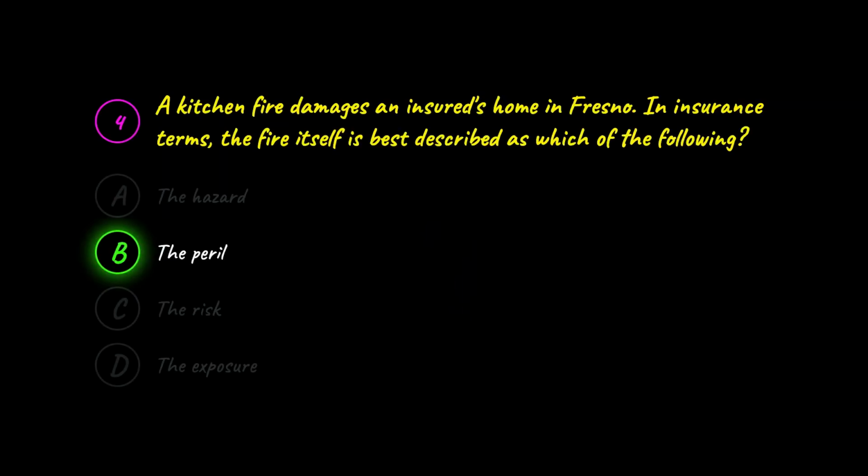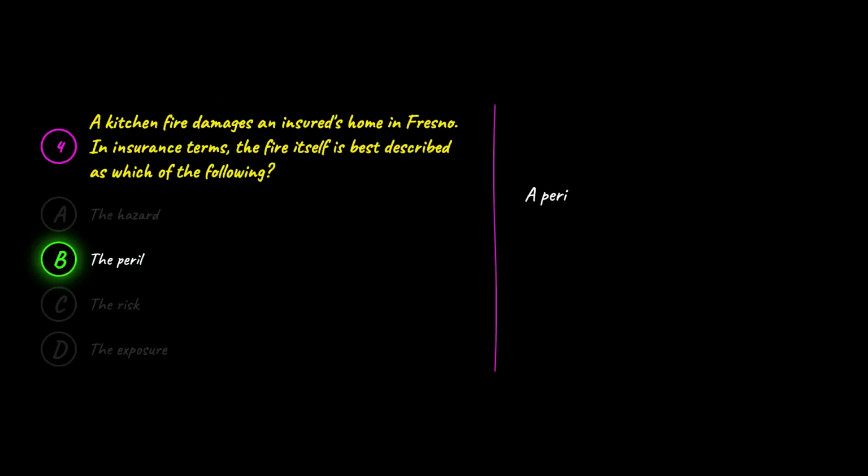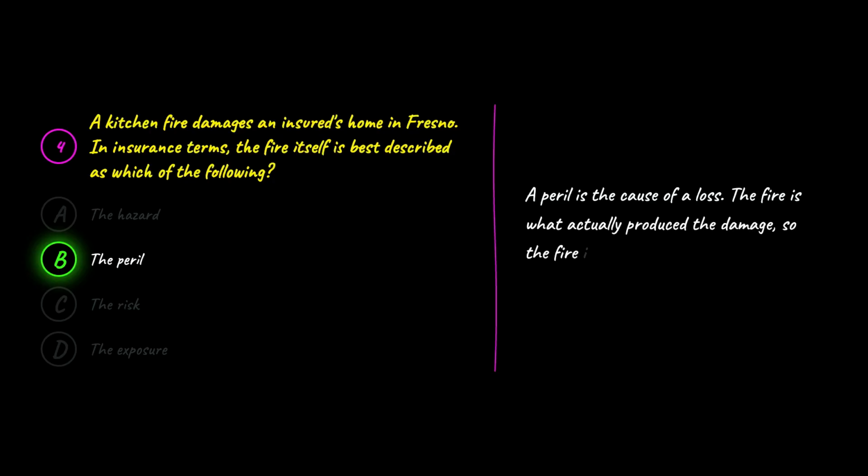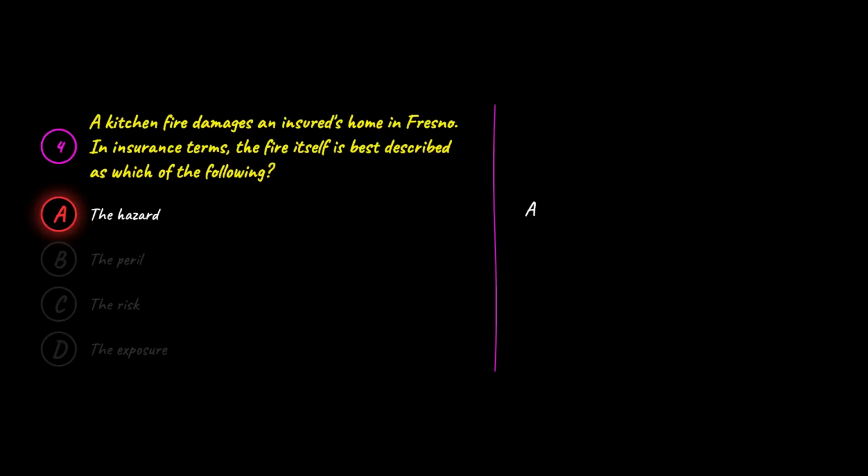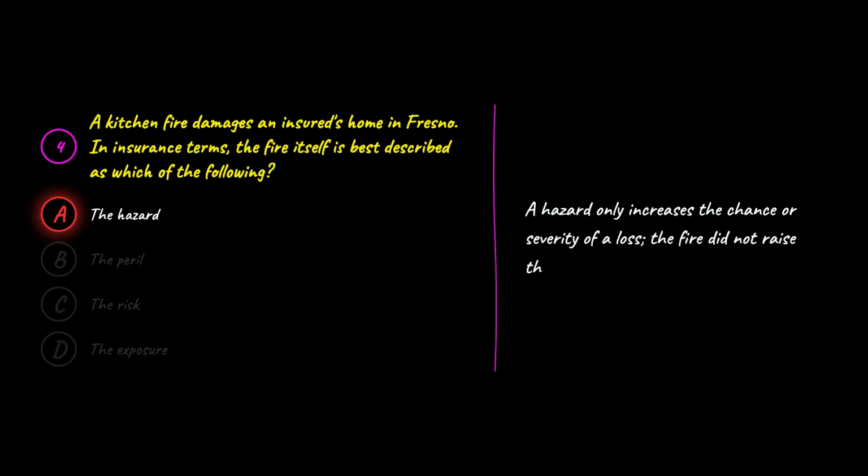The correct answer is B, the peril. B is correct because a peril is the cause of a loss. The fire is what actually produced the damage, so the fire is the peril the policy insures against. A is wrong because a hazard only increases the chance or severity of a loss. The fire did not raise the odds of harm, it directly caused it.